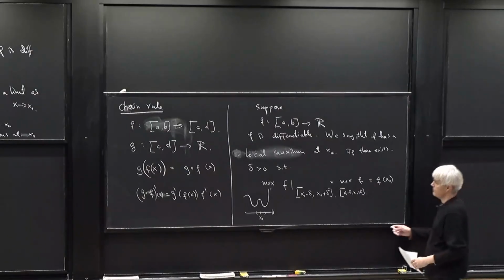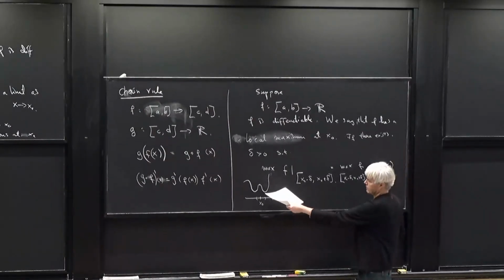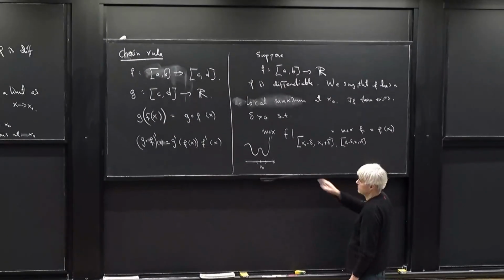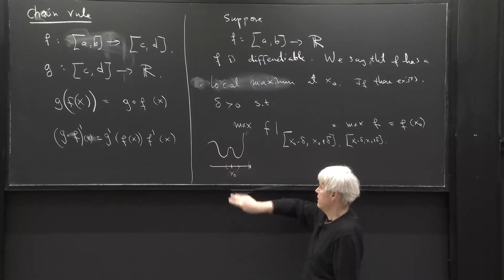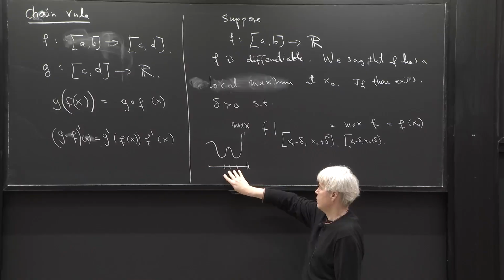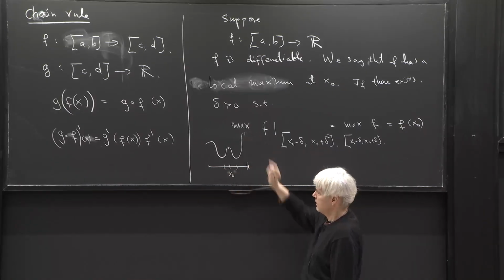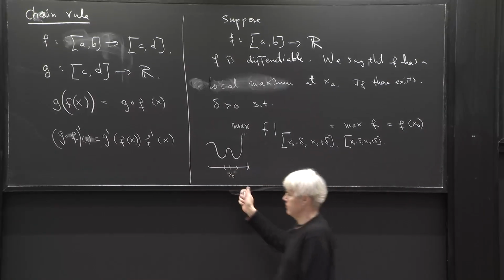So this is a local maximum, right? And this is sort of the picture, right? That is, it's just a maximum if you're looking at values near x0, but it's not a global maximum. Of course, it could be a global maximum.